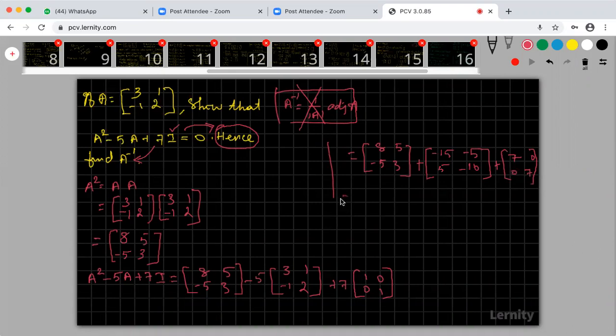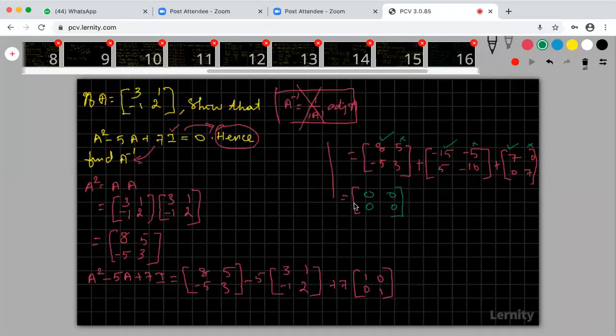Okay, so now add these three matrices. How to add these three matrices? So look at that, first element, first element, first element. Add this 8 minus 15 plus 7, the answer is 0. Second element, corresponding elements. The matrix addition is add the corresponding elements. 5 minus 5, 0. Here minus 5 plus 5, 0. And 3 minus 10 plus 7, that is also 0.